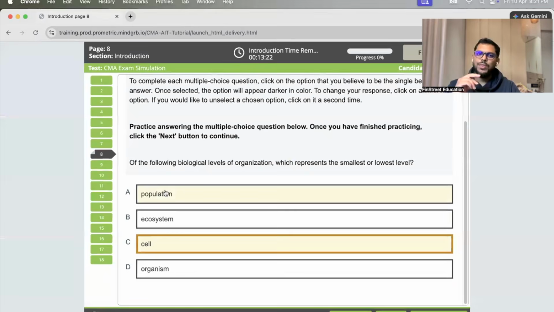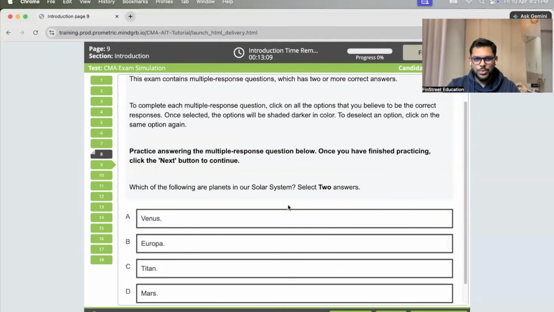So over here, let's say while thinking you want to strike off some of the options, अगर आप right click करते हो, let's say you right click on population, तो वो strike off हो जाएगा. You right click on ecosystem, strike off हो जाएगा. Okay, this is how the exam overall scenario works.